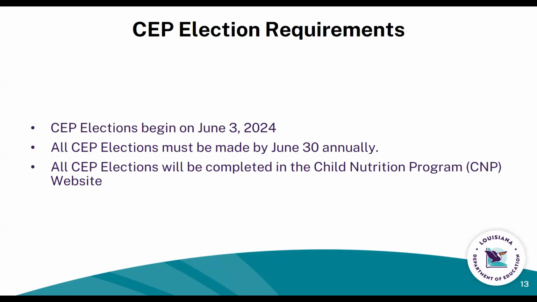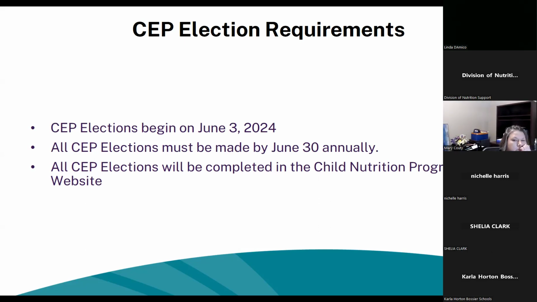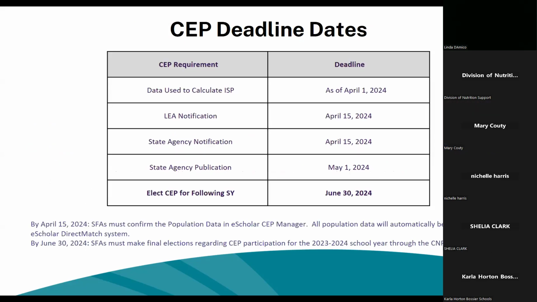So this is our website where you are able to submit your claims, your Schedule A's, everything. It is going to be in our website, the legacy system. We are still working with eScholar, and so it'll be a system that you're more familiar with on the CNP website. All right. So we want to reiterate that the elections will be done on the CNP website this year.